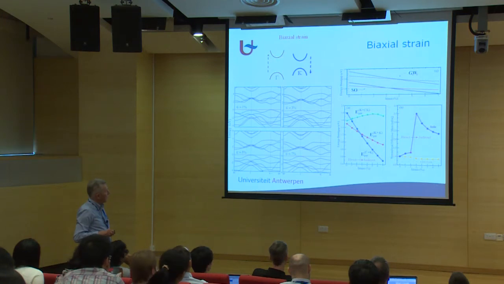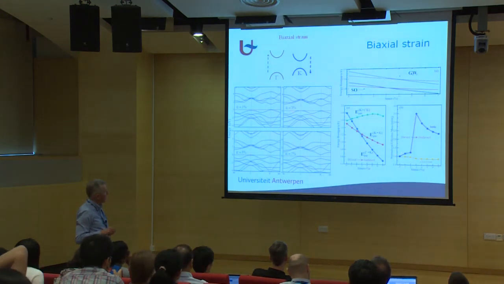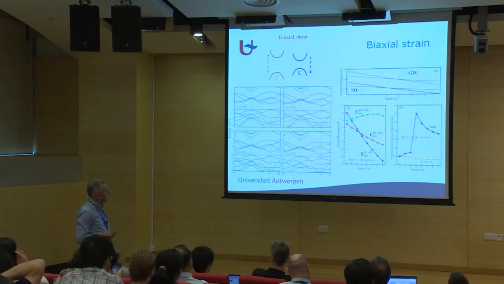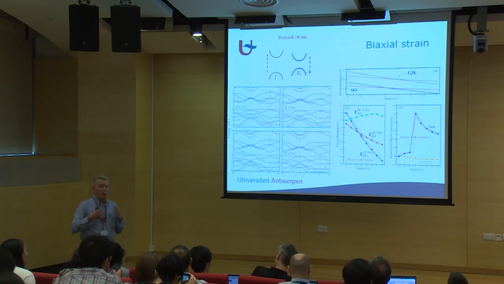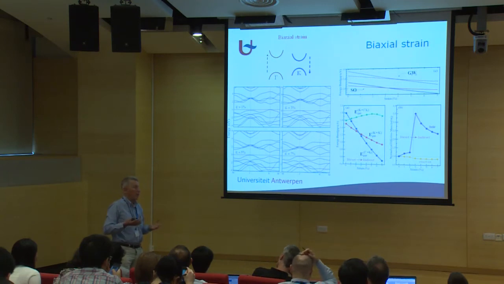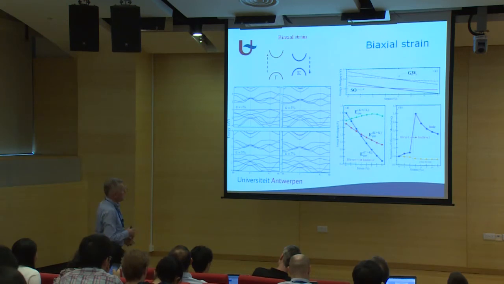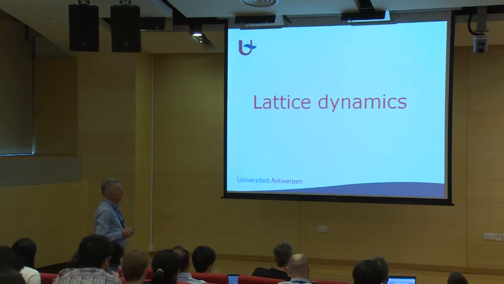On the other hand, if you look at the hole mass, you see that at the K point, the hole mass is relatively small, and then if you go to the gamma point, the mass increases with a factor of 2 or 3. So that means if you are close to this indirect to direct transition, then you have, in fact, 2 pockets of holes with very different masses, okay? And they will contribute quite differently in the transport, and also the exciton properties, for example, will be quite different. What about the lattice dynamics?